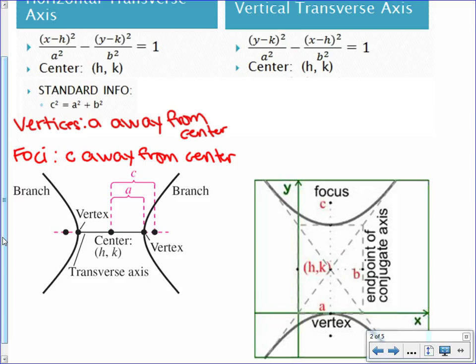Just like with a horizontal hyperbola, we are going to plot our center (h, k). We are going to plot our vertices A away. We are going to plot our foci C away.